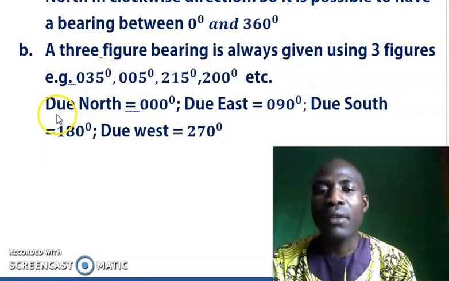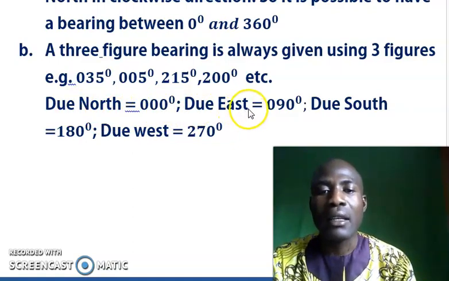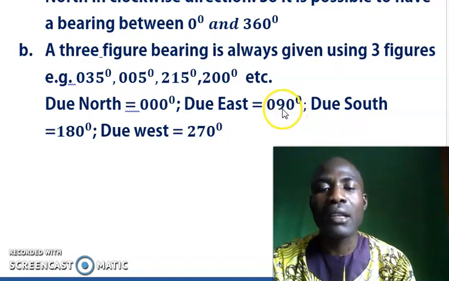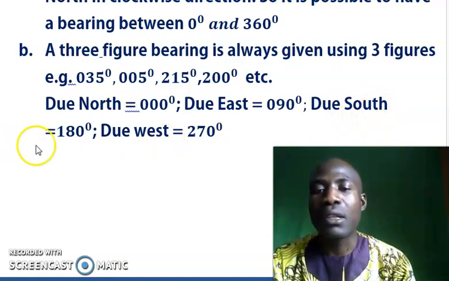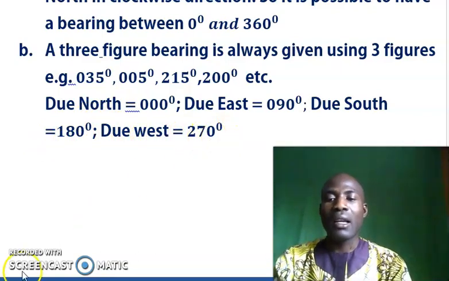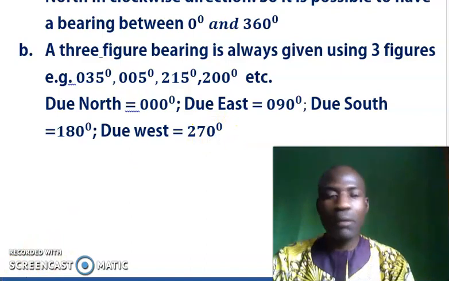So under it, we have what we call the due north. Whenever you hear due north, it is always 000 degree. And when you hear due east, you move in your east direction, and the angle is 090 degree. When you hear due south, you move south, which is equal to 180 degree. When you hear due west, it is 270 degree.